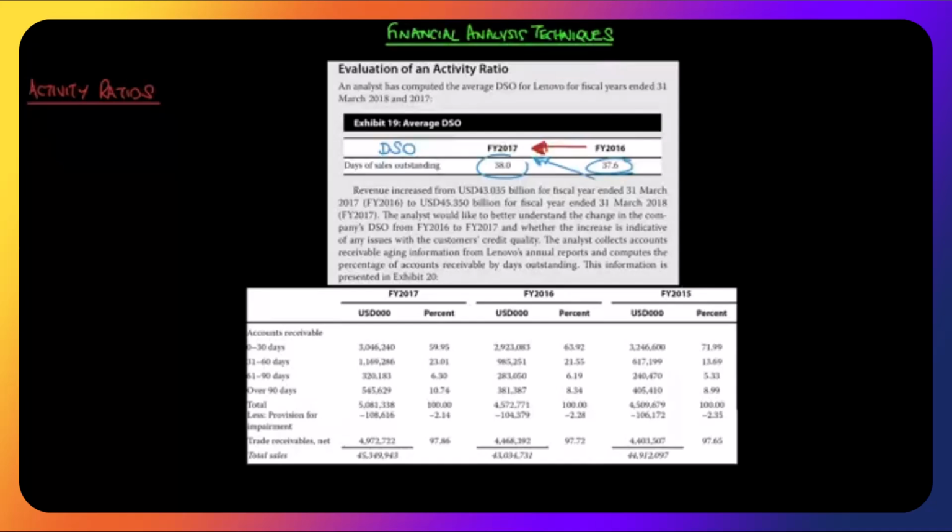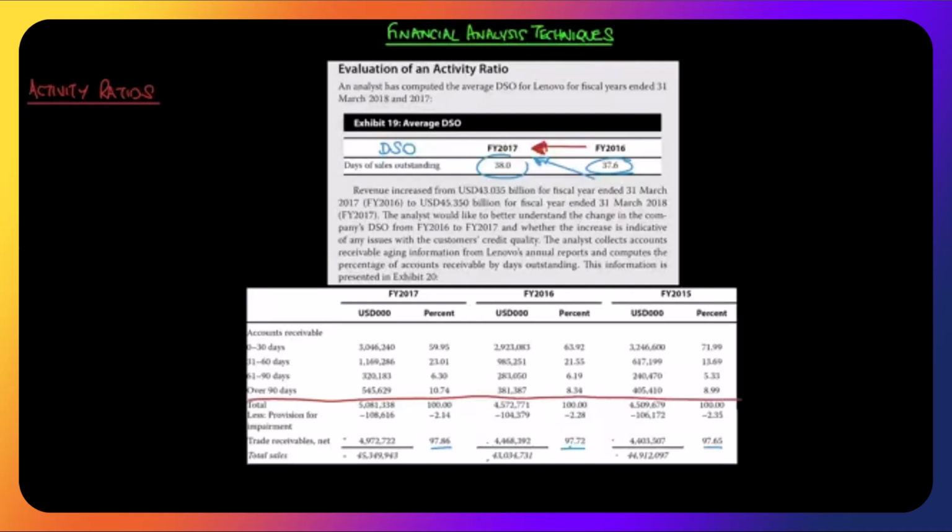And this is one document or one piece of analysis we alluded to earlier on. Finds it from the annual reports, computes the percentage of accounts receivable by days outstanding. How do we feel about this? Total sales down here, total receivables for each year. So you can see 97, 97, 97, well, whatever, not overly excited about that. Let's break it down. My eyes will obviously be immediately drawn to the oldest amounts outstanding, over 90 days in this case.